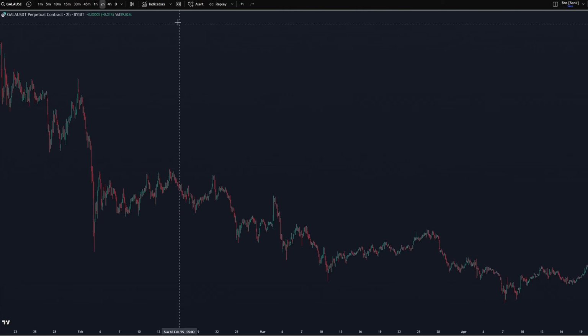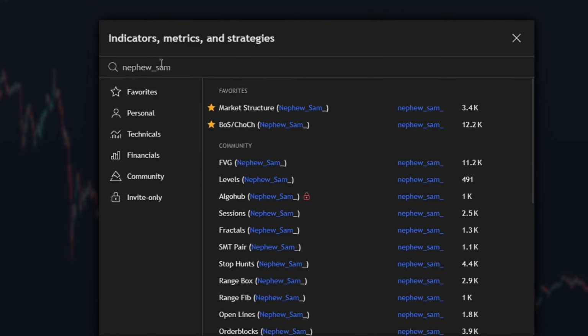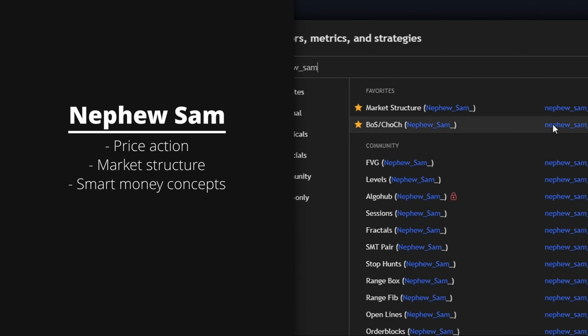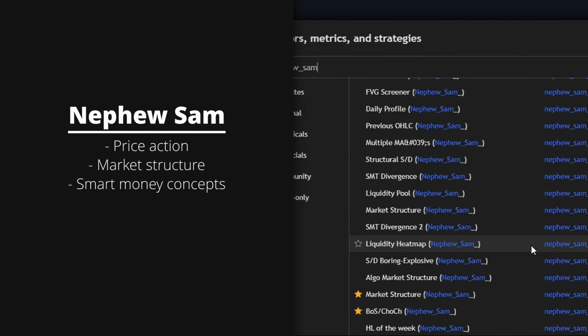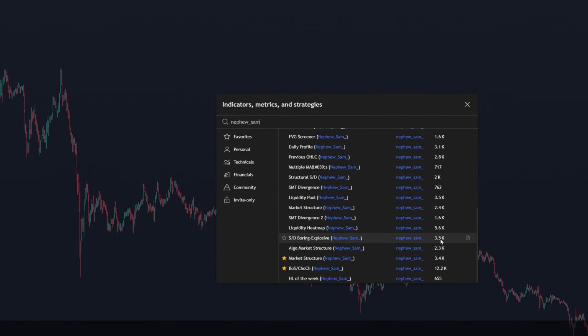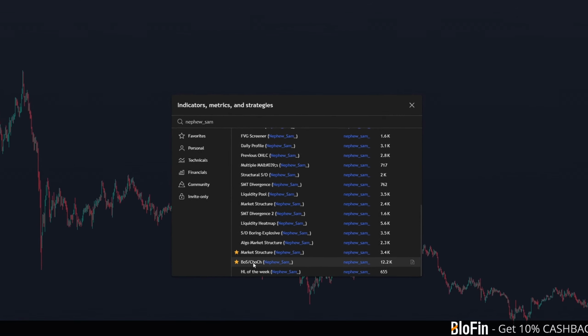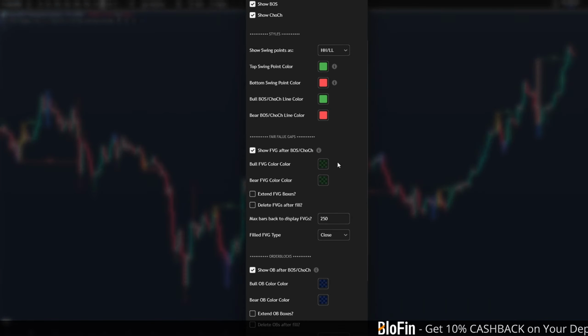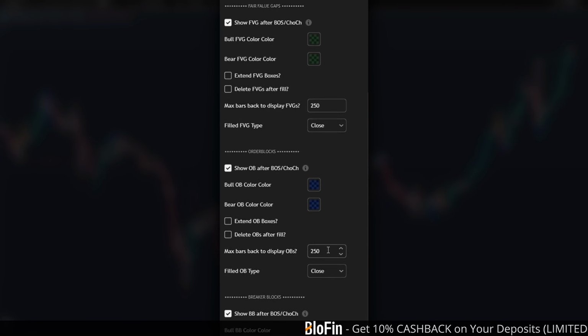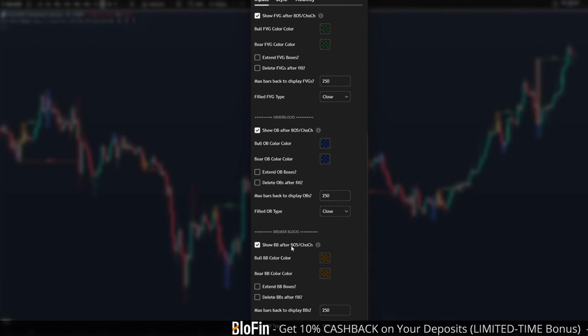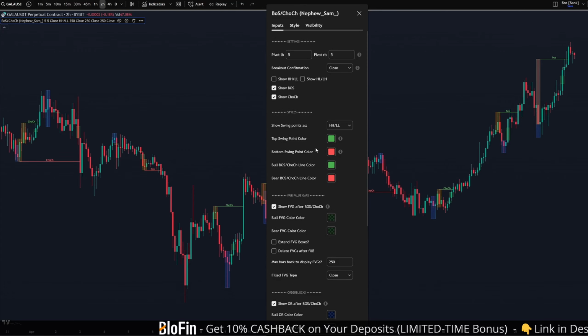Open the indicator session and type nephew. That's the name of the author that mainly focuses on creating indicators based on price action, market structure, and smart money concepts. He's made really interesting tools, like the one we're gonna use today, the CHOCH indicator. This indicator can detect fair value gaps, order blocks, and breaker blocks, all with customizable settings.